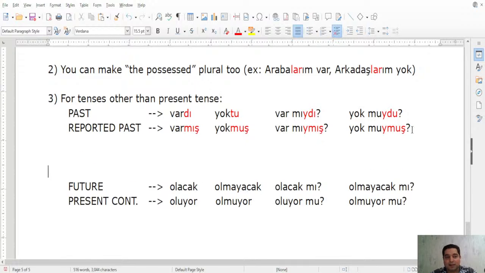For the reported past tense, for example, you can say onun ailesi varmış. Okay, varmış. He reportedly had family. Or reportedly he, she has had family.